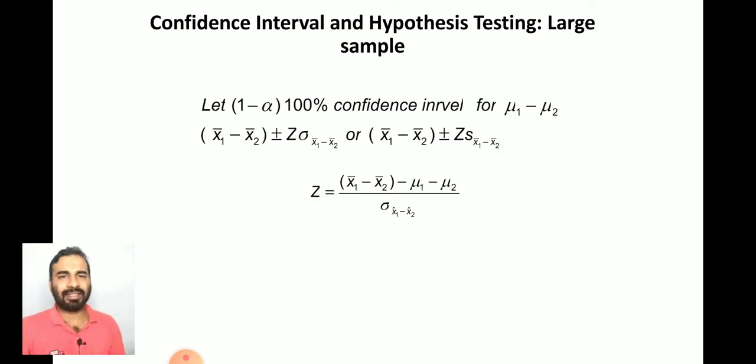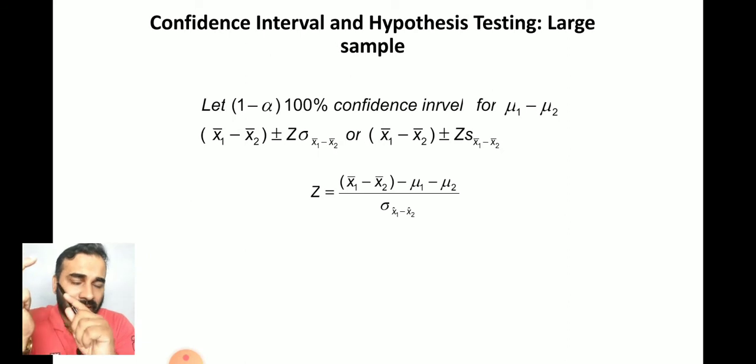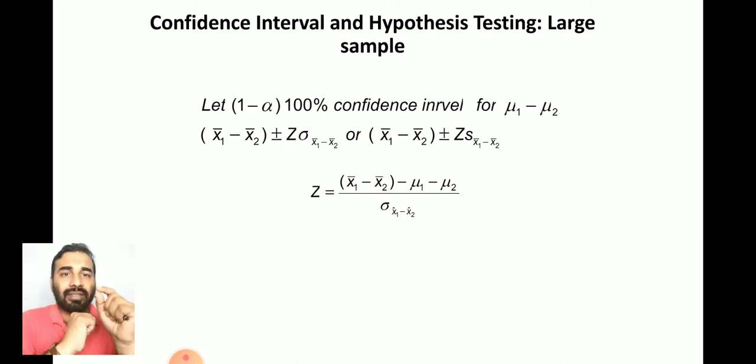Then after this, we can follow the same 5-step procedure to continue with our hypothesis testing. Okay, the first step is null and alternate hypothesis. Specify the null and alternate hypothesis. There is no difference and there is a difference. This would be our null hypothesis.